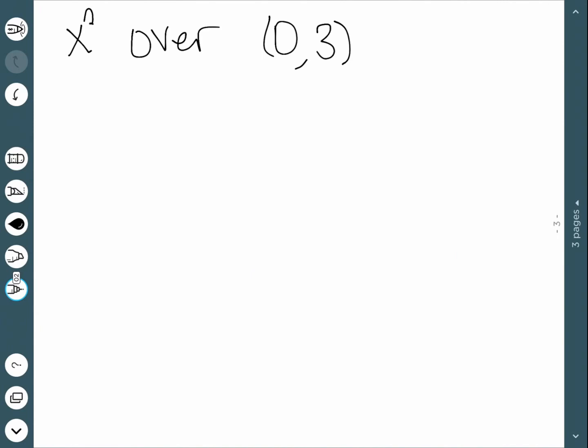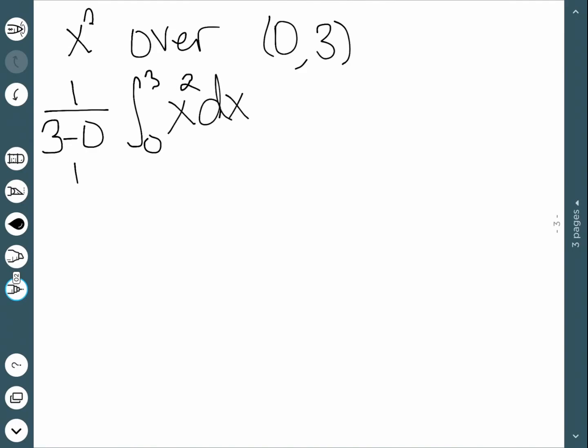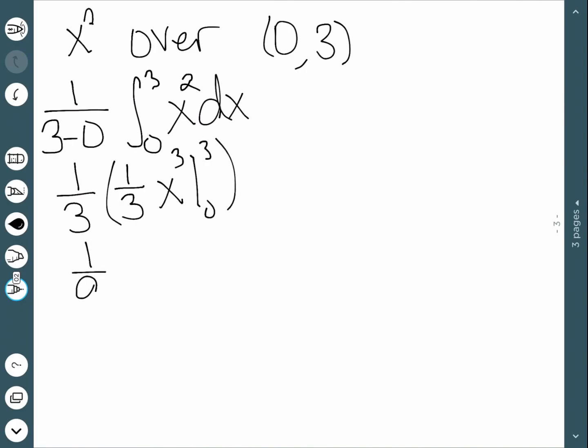This one looks a little bit simpler. We're just going to take the average value of x squared over the interval 0 to 3. We have 1 over 3 minus 0 times the integral from 0 to 3 of x squared. So this is 1/3. We add 1 to the exponent and divide by that number, between 0 and 3. I now have 1 over 9 times 3 cubed minus 0, which is just 3. So we have our average value of 3.